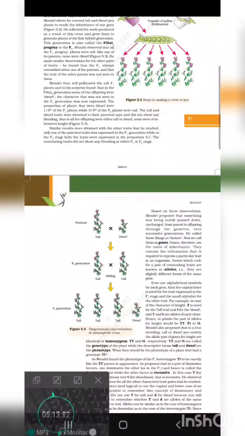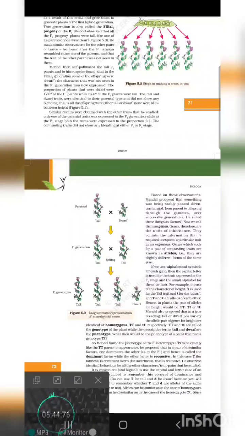The proportion of plants that were dwarf was 1 by 4th of the F2 plants, while 3 by 4th of the F2 plants were tall. The tall and dwarf traits were identical to their parents' type and did not show any blending. That is, all the offspring were either tall or dwarf. None were of in-between height. Figure 5.3, just look at it.